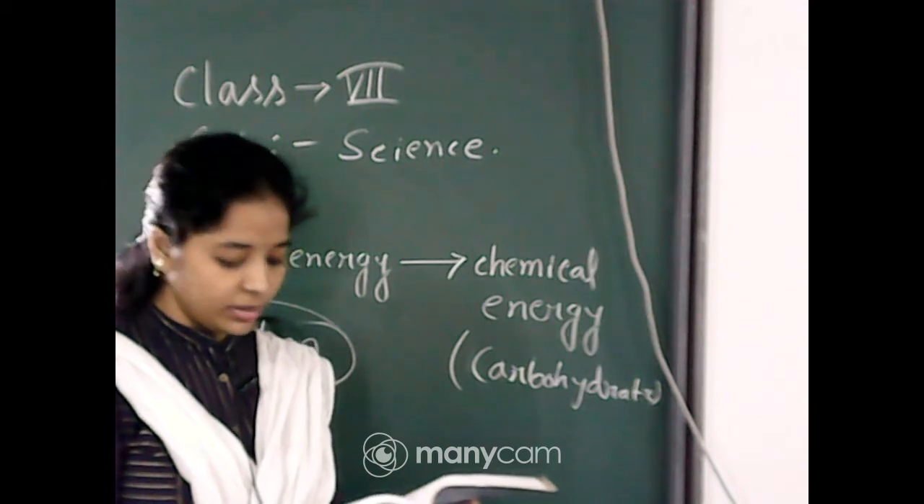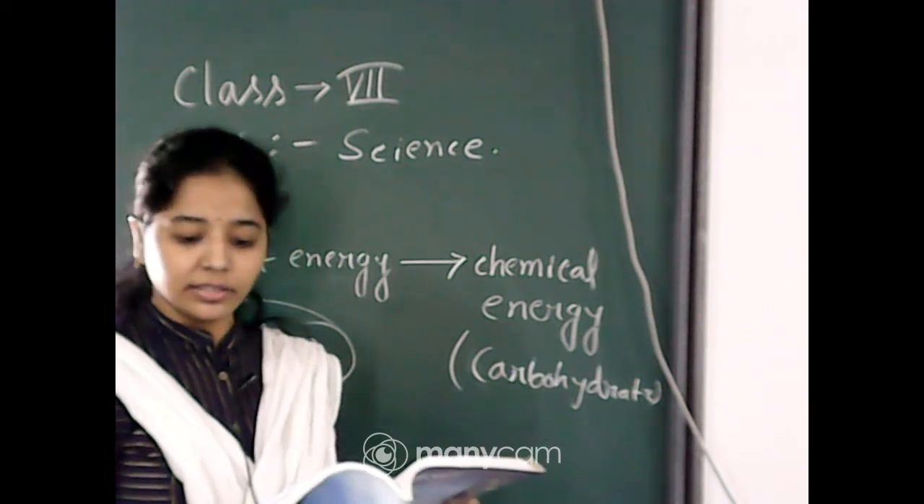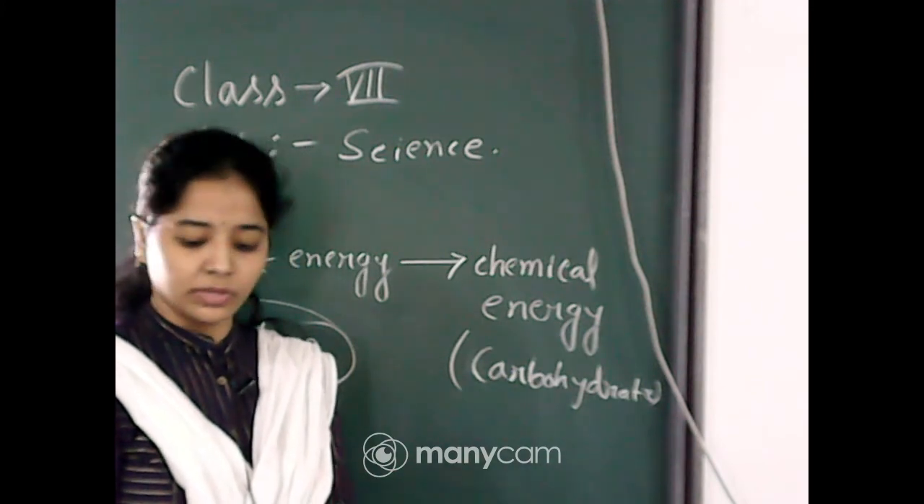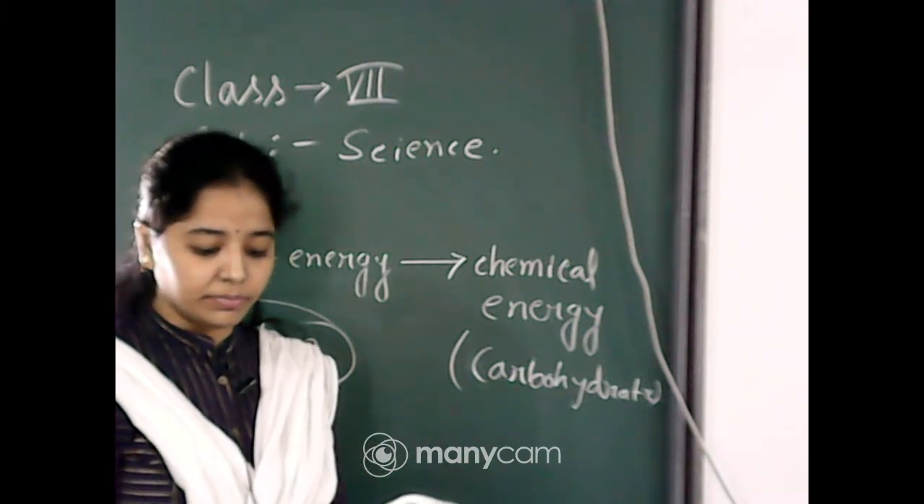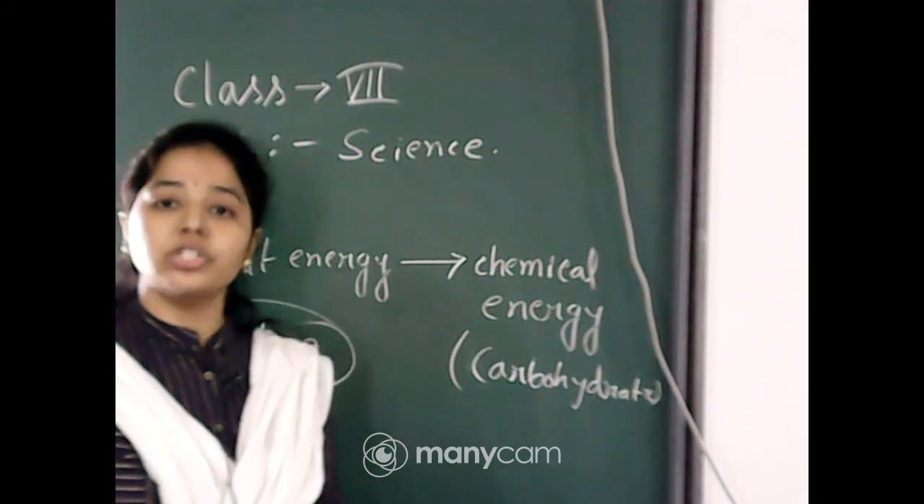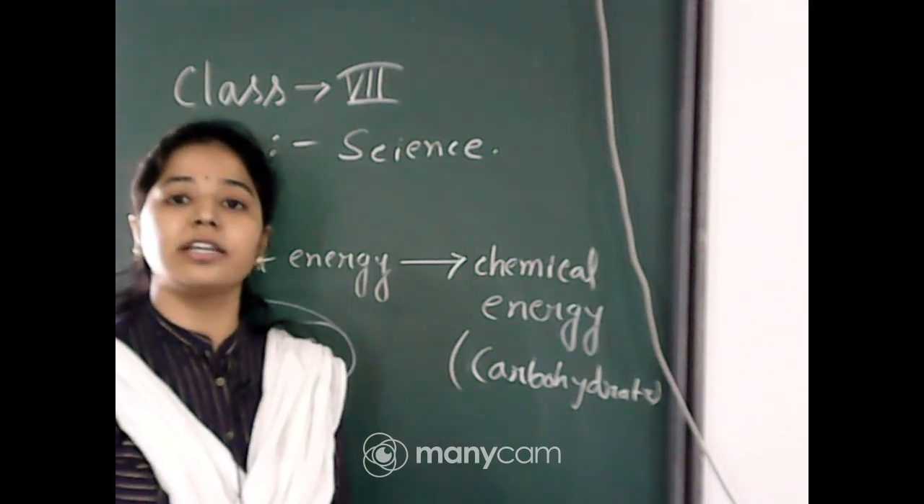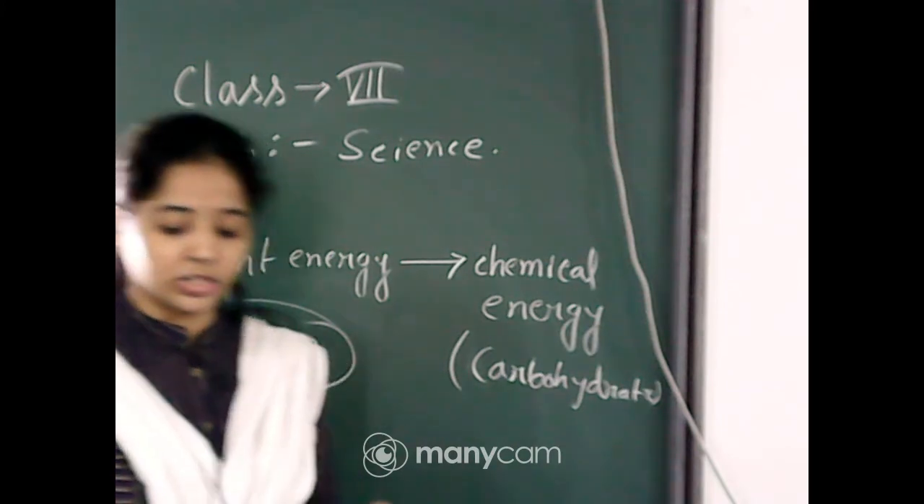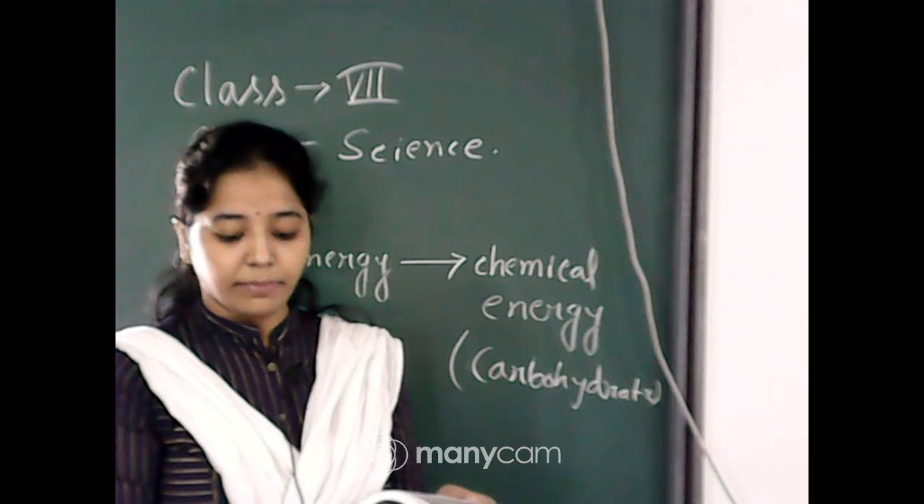Another thing you have to remember is the percentage or composition of different gases in air. That means 78% nitrogen, then 21% oxygen.